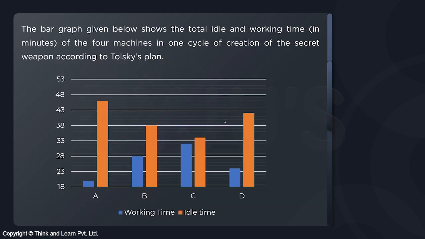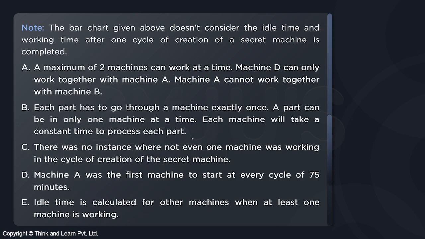The bar graph given below shows the total idle and working time of the four machines in one cycle of creation of the secret weapon according to Tolsky's plan. So here it is 20 minutes, then it is 46 minutes, 28 minutes and 38 minutes. In that way we have the working time and idle time for all of these. What next? The bar chart given above does not consider the idle and working time after the cycle of creation.